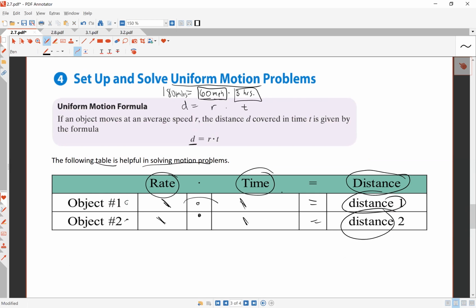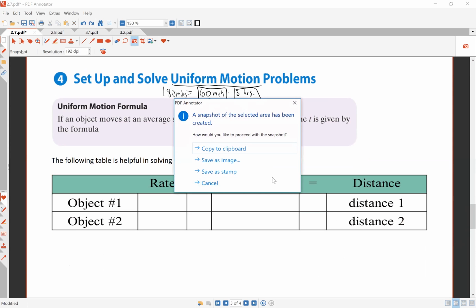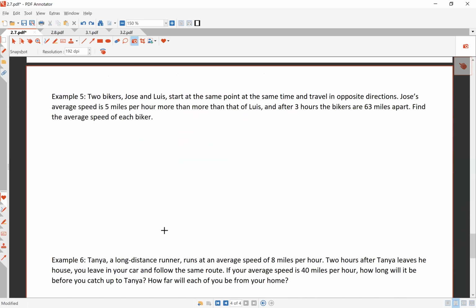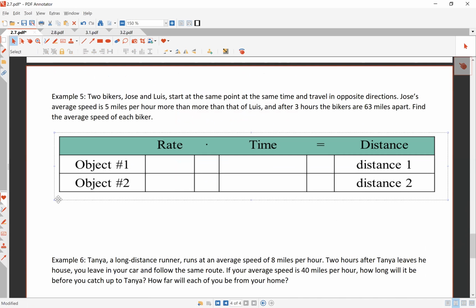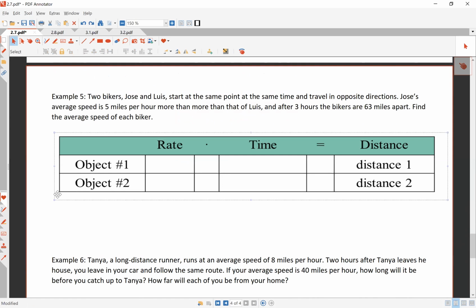I'm going to try to copy paste this table here real fast so we have it to fill in. All right, with all the word problems, most of the word problems I do in this class, tables help us organize our thoughts.